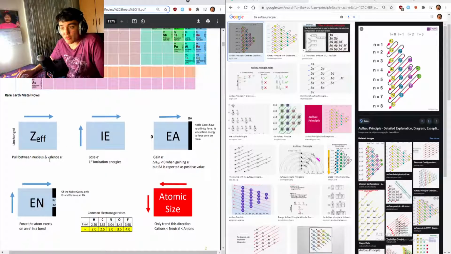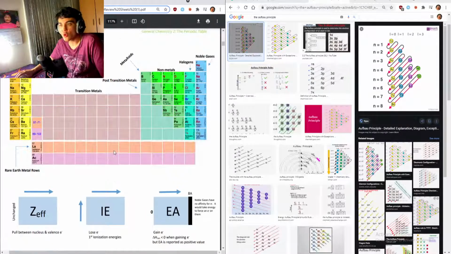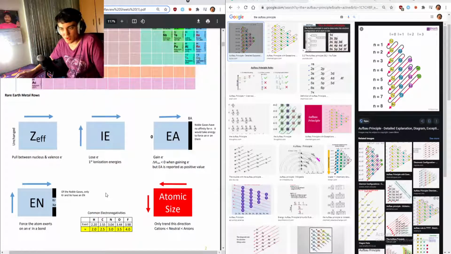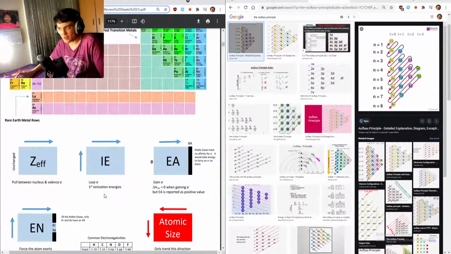Pull between nucleus and valence electrons, unchanged. What is this? I've never seen this before. What is this? Oh, you use this table. It's okay. Pull between nucleus and valence electrons. Ionization energy increases. Oh, you lose electrons. Hold on. What? I hate how it didn't actually explain it.